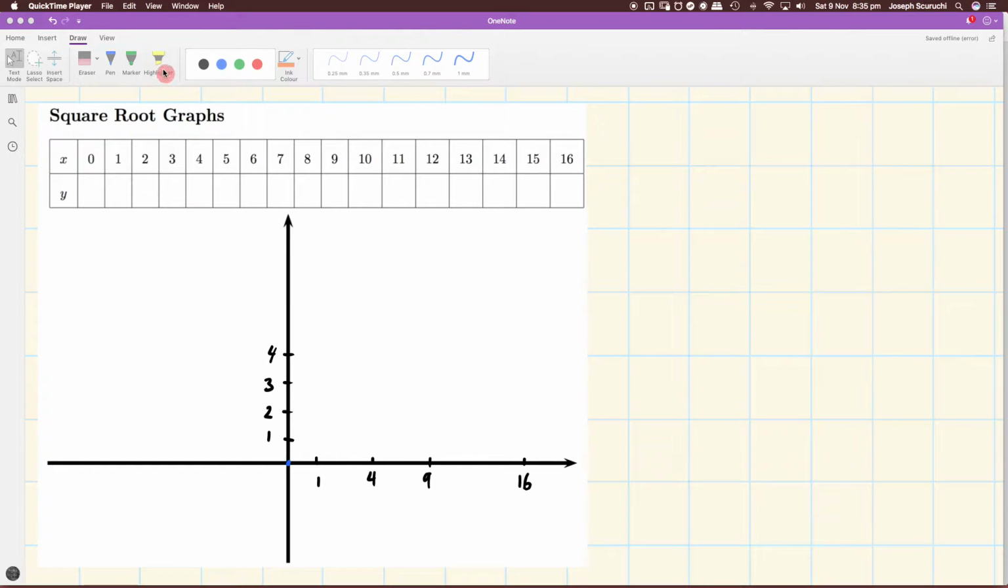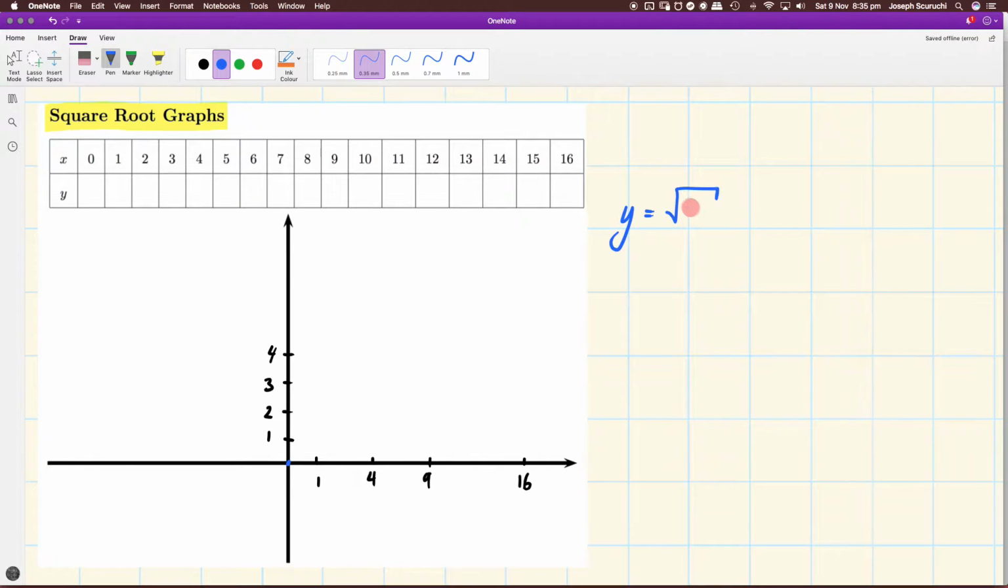So in this lesson, we're going to be talking about square root graphs. A square root graph looks like the following: y equals the square root of x. Now, what do we know about square roots? We know that you can't square root a negative number. So therefore, we have to say that x is equal to or greater than 0. So I'm going to write for x is greater than or equal to 0.